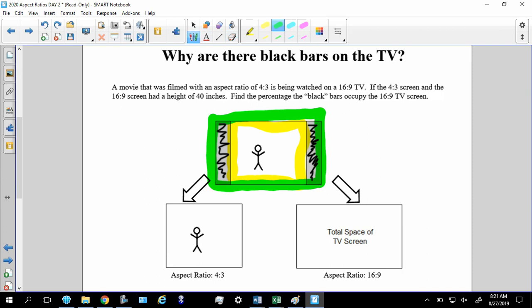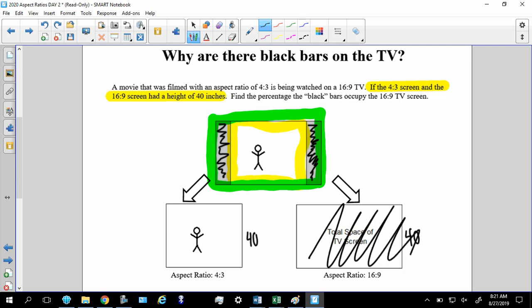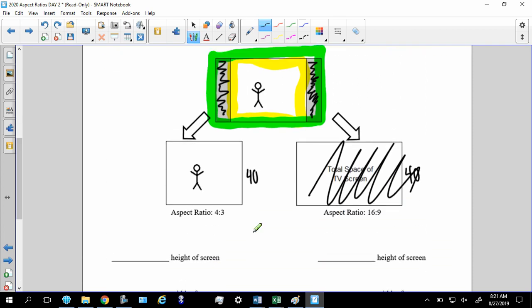Now let me highlight something, and that is both the 4:3, which is the movie, and the widescreen TV has the height of 40 inches. So let me go ahead and put some stuff in here. Looking at this guy here, I know that this right here is 40 inches. But we're not paying attention to this right now. That's going to be off to the side for a second. Let's look at this man with the TV. If I'm given the height, I know that I have to find the width. Again, for my visual, I know I'm given the height. What I need to find is what the width is.